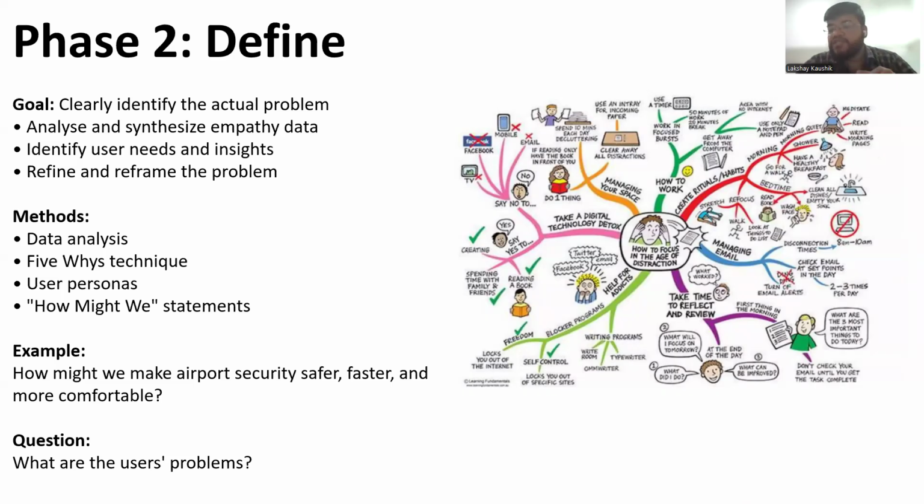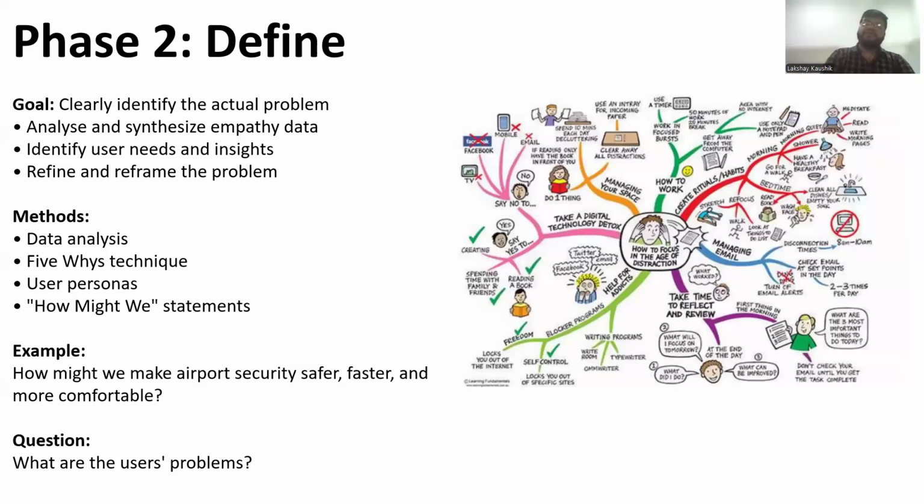Often the problem we initially assume is not the actual issue. Therefore, this stage helps us clearly refine the challenge that needs to be solved. Some techniques used during this stage include data analysis. Data analysis means looking at the data we collected from the empathy stage and, in the define stage, creating the definition from the analysis we have done.